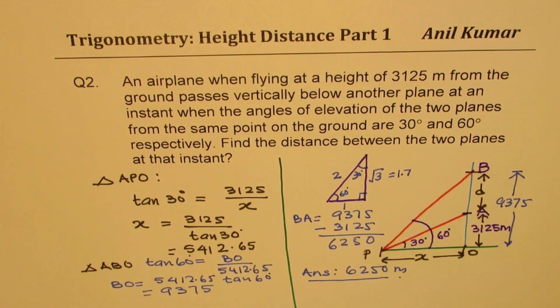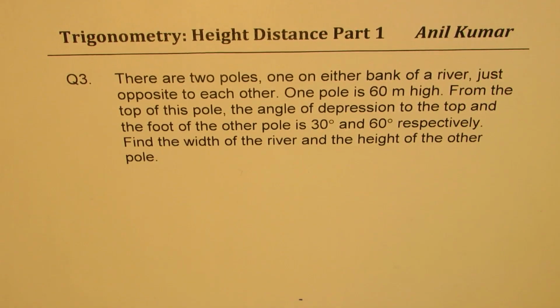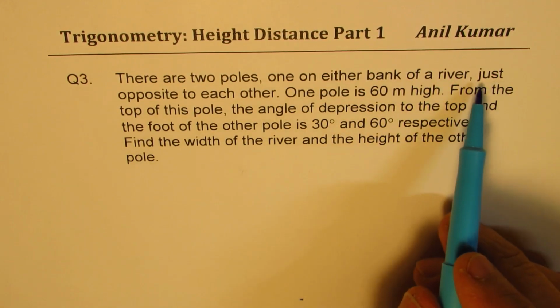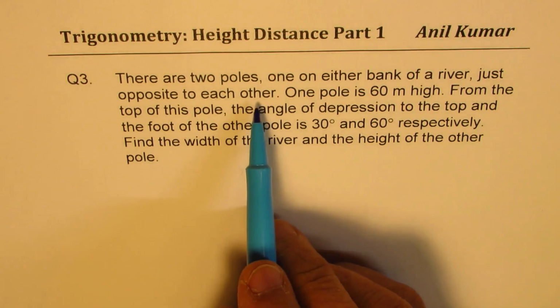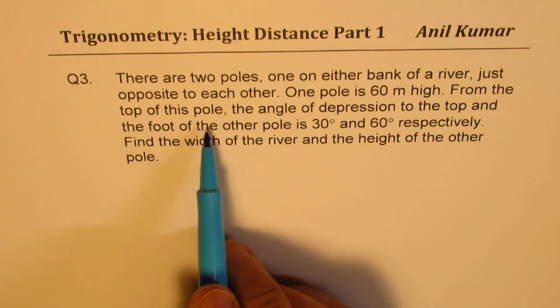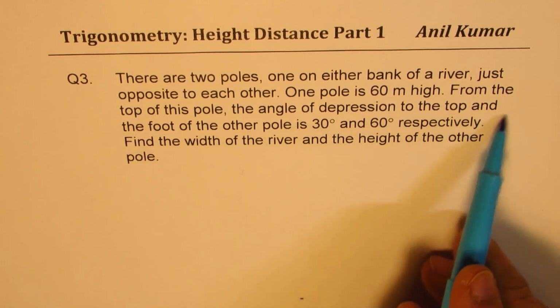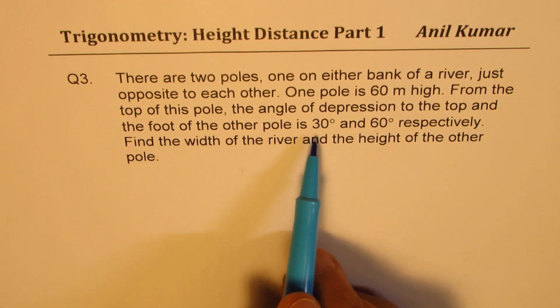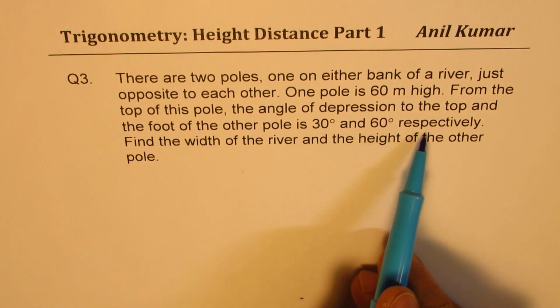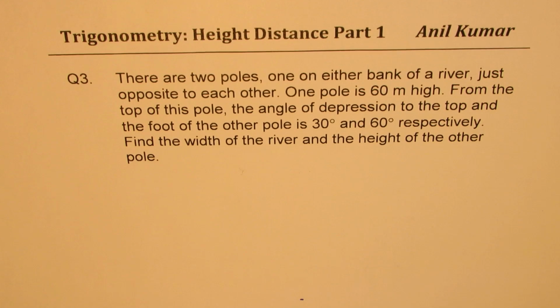Let's move on and take question number 3. There are two poles, one on either bank of a river, just opposite to each other. One pole is 60 meters high. From the top of this pole, the angle of depression to the top and the foot of the other pole is 30 degrees and 60 degrees respectively. Find the width of the river and the height of the other pole.